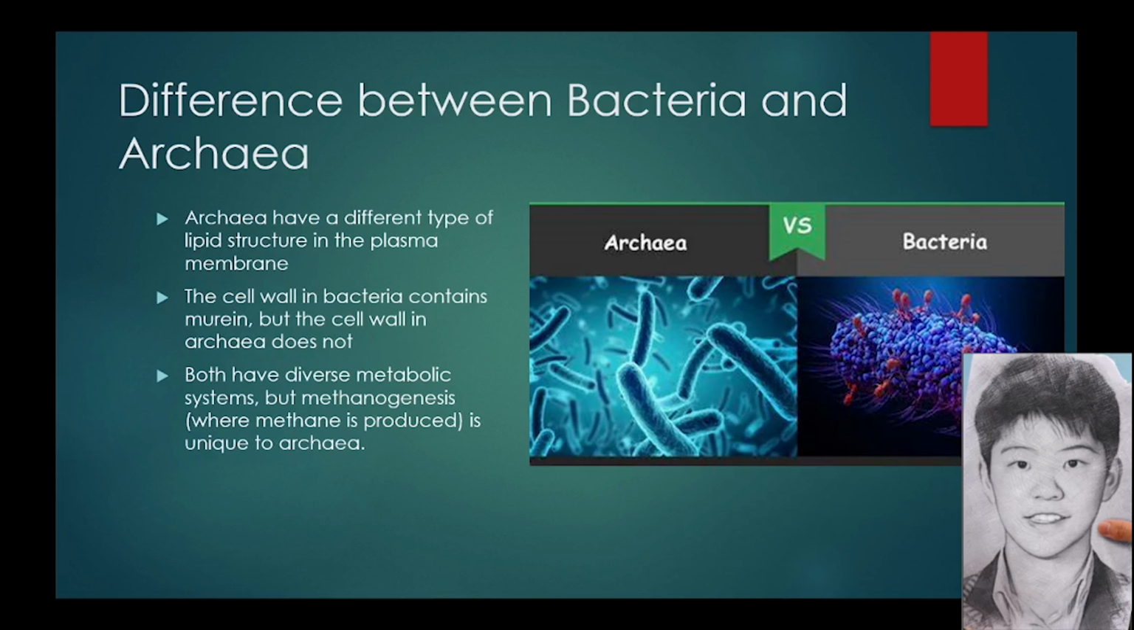So the difference between bacteria and archaea. Archaea have a different type of lipid structure in the plasma membrane, which enables them to live in these extreme conditions. And the cell wall in bacteria contains murein, but the cell walls in archaea do not. Both have diverse metabolic systems, but methanogenesis, where methane is produced, is unique to archaea.